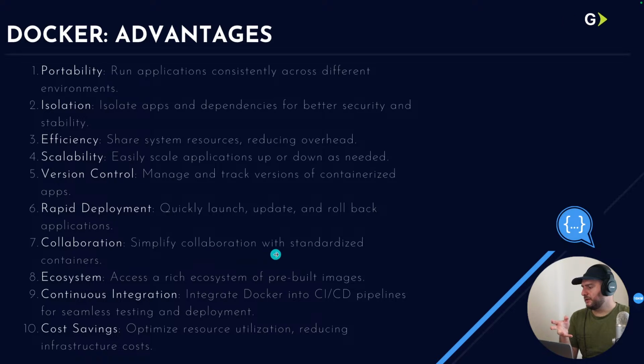For collaboration, it also simplifies things because of the standard. Everyone uses the same container, the same images, so it really helps standardize the development across the whole team. Then it has a great ecosystem. There are multiple places where you can download Docker images. Docker Hub is the most popular Docker repository around. There are open source images for any kind of software that you can imagine.